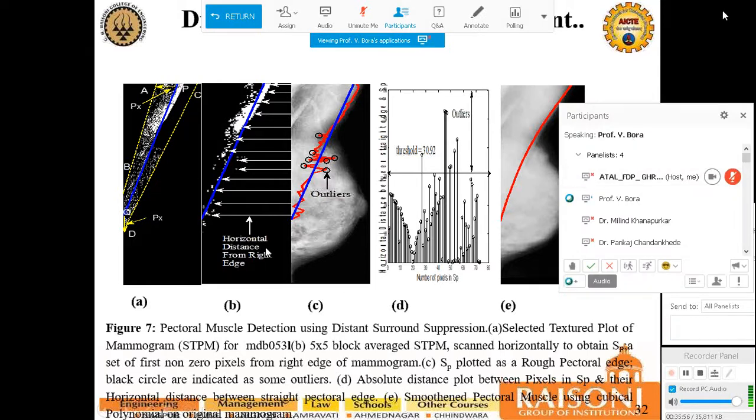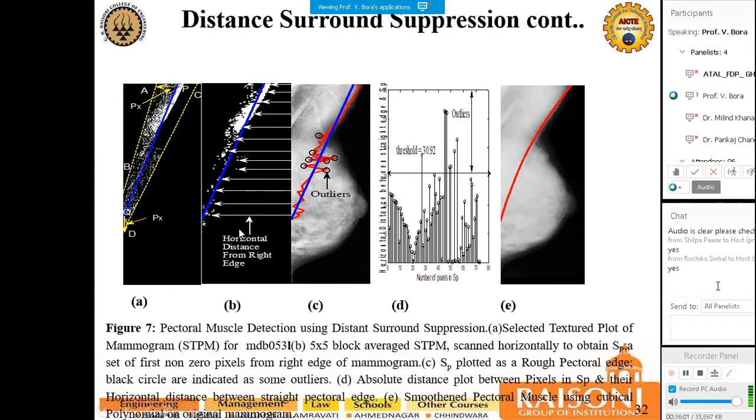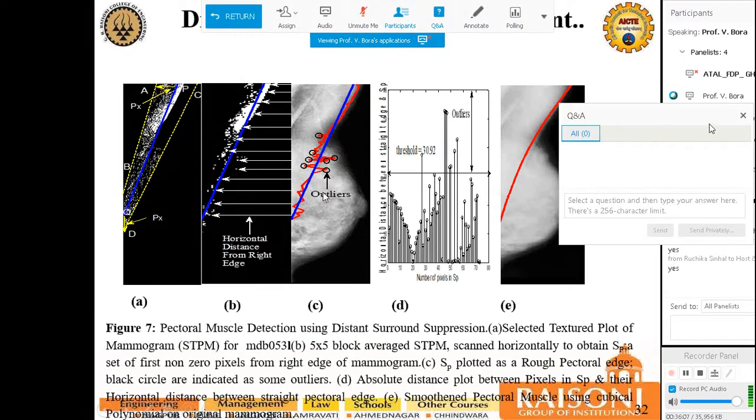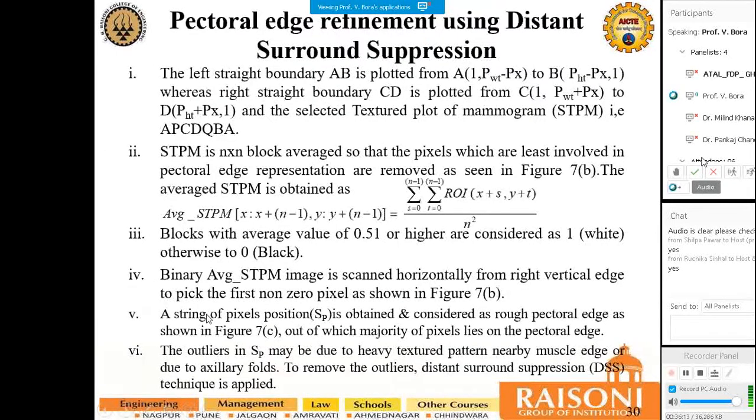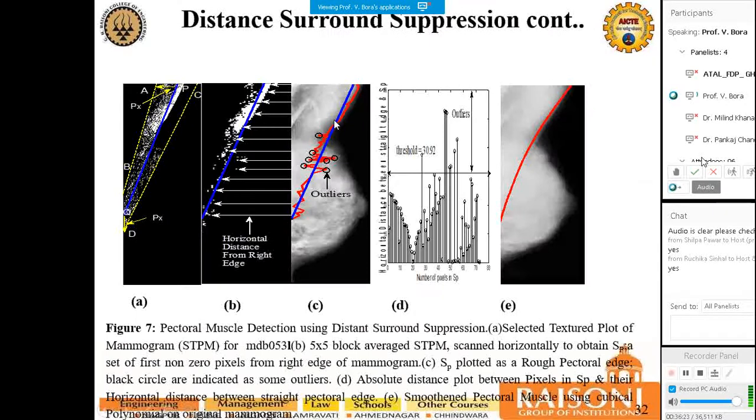This we had calculated. And then how is the SC part developed? After averaging this, we calculated the string of pixels position SC. SC, the string of pixels, is obtained and considered as a rough spectral edge, as shown here. Now this red line is the set of SP. How is it obtained? These are the first points, the SP, with this horizontal distance from the right edge. Wherever we get this horizontal distance from the right edge, we have built that as a set SP.